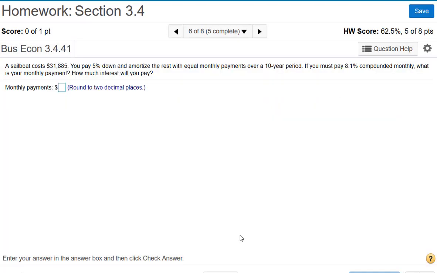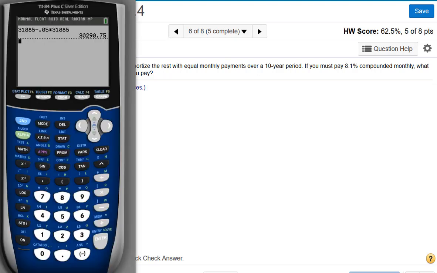Now, very similar to the previous problem, we're trying to find the payment on this loan, which means using the PV formula. However, we've got another thing to consider, and that is the cost of the sailboat is $31,885, and we're paying 5% down, so the amount that we actually finance would be $31,885 minus 5%. So let's see on our calculator what that comes out to be. So we'll be financing $30,290.75. So using our PV formula and this for the PV.